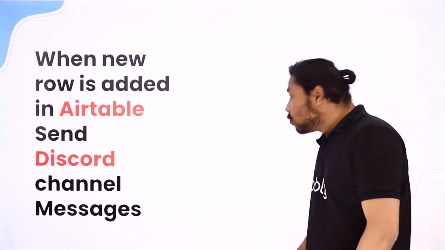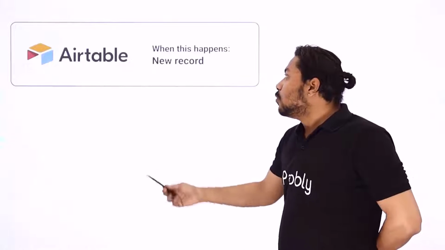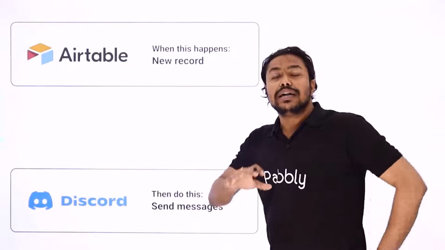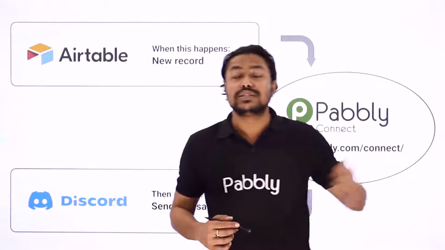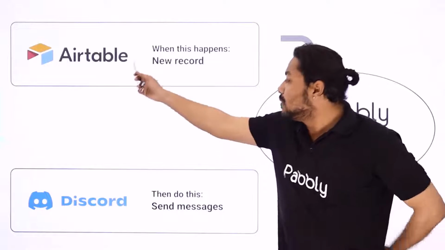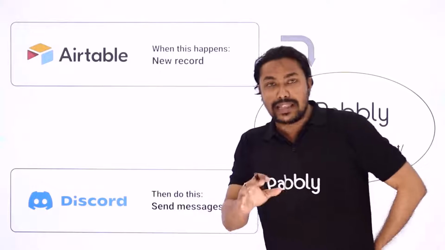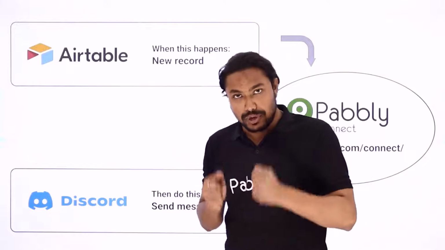Now, what are we going to do here? First, we are going to create a new record in Airtable. We will create rows and then that record will automatically be sent to the desired Discord channel as a message automatically. And to do this, we are going to use an integration and automation software service, Pabbly Connect, which will help us connect Airtable and Discord together so that this workflow will work in an automation process.